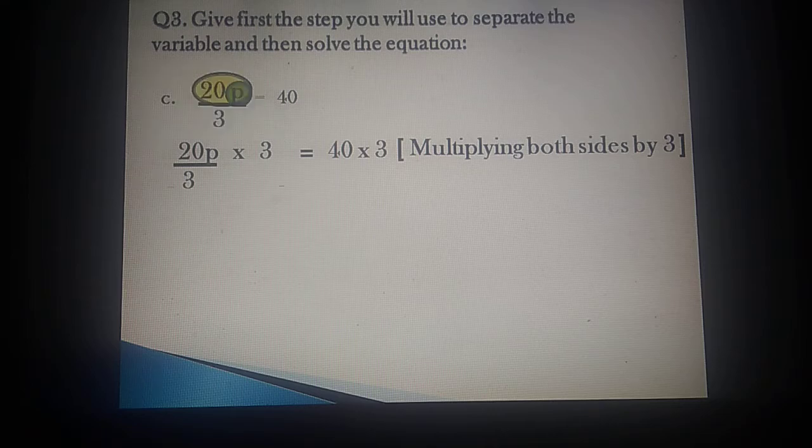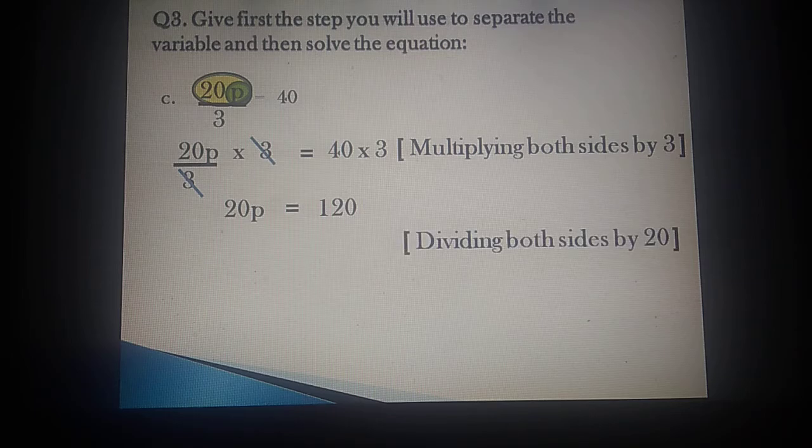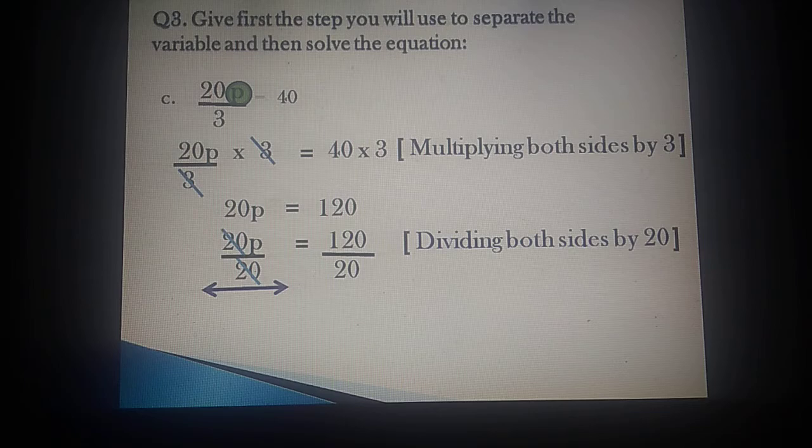Now solve LHS first. Here we can see 3 is present in the numerator as well as in the denominator. We will cancel 3, left with 20p, and solve RHS. We will get 120. Now 20 is in the outermost circle and we are multiplying it to p. So opposite is dividing both sides by 20. Now first write 20p upon 20 and then 120 upon 20. Solve LHS first. Cancel 20, both from numerator and denominator. Left p. Now solve RHS.